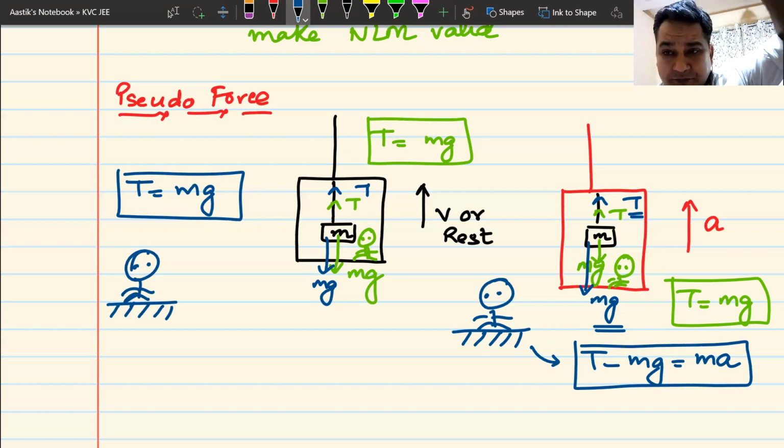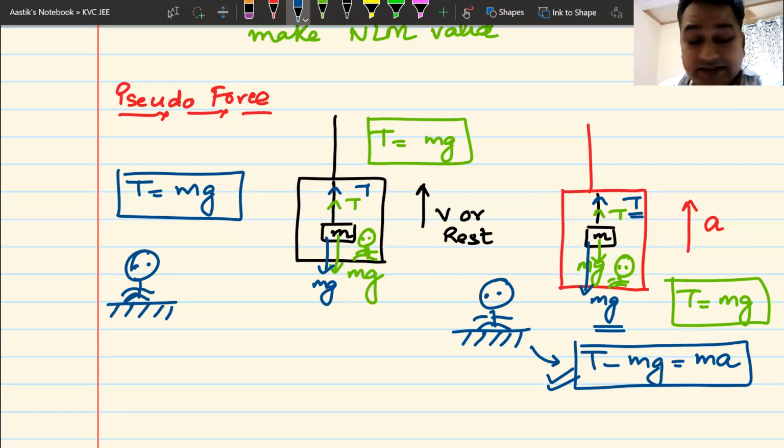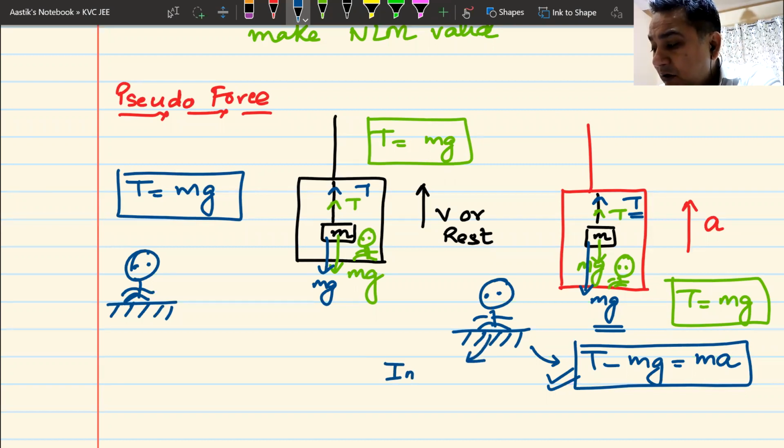For the green one, raise hands. No one is raising hands for the green one. For the blue one, please raise hands. I see one or two hands being raised for the blue one. The correct answer is that the blue equation is the correct equation. Because this equation is written from Earth, and Earth is an inertial reference frame.